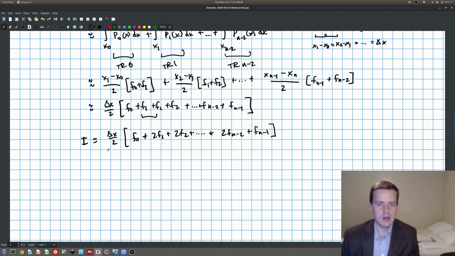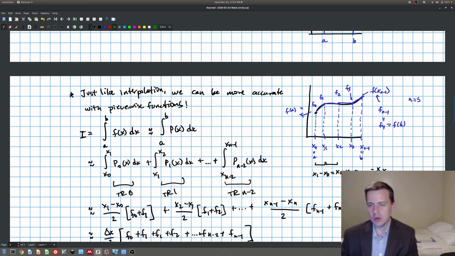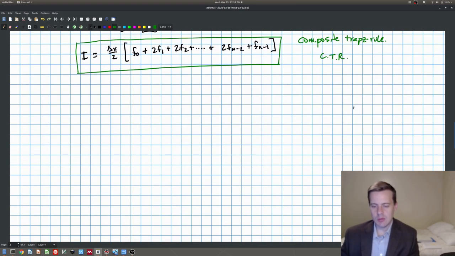So that is now the trapezoidal rule if I have piecewise functions, all right? And we call that the composite trapezoidal rule. I'm going to keep writing it CTR, okay? So choose the right, just kidding, composite trapezoidal rule. I do that so I don't have to keep writing composite trapezoidal rule. All right, so that's how you do these more accurate integrals, where you do piecewise interpolations. So now, our last thing we'll talk about in this piece: what about other interpolating functions?